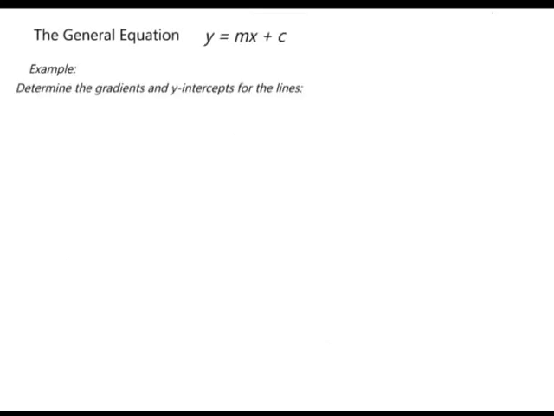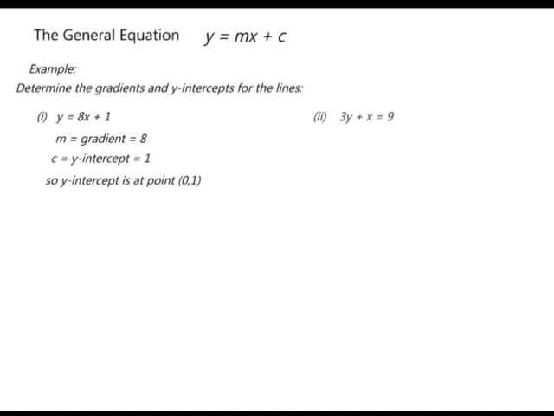An example: determine the gradient and the y-intercept of the lines. First line, y is equal to 8x plus 1. Relating this to the general equation of a straight line, y is equal to mx plus c, m is equal to 8, so the gradient is 8. c is equal to 1, and therefore the y-intercept is (0, 1).